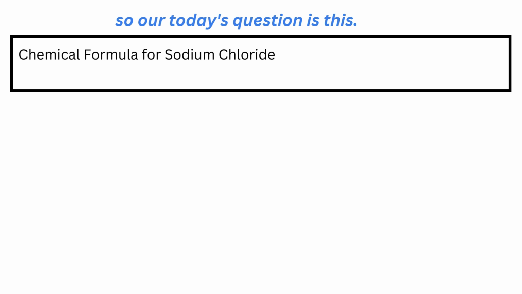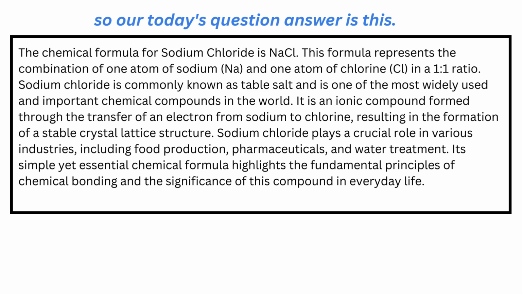Chemical formula for sodium chloride. Correct answer: the chemical formula for sodium chloride is NaCl. This formula represents the combination of one atom of sodium (Na) and one atom of chlorine (Cl) in a 1:1 ratio. Sodium chloride is commonly known as table salt and is one of the most widely used and important chemical compounds in the world. It is an ionic compound formed through the transfer of an electron from sodium to chlorine, resulting in the formation of a stable crystal lattice structure.